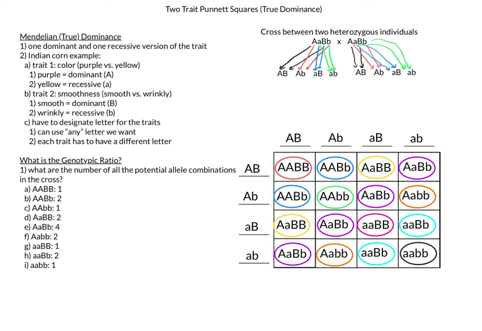And that means that our genotypic ratio comes out to be 1 to 2 to 1 to 2 to 4 to 2 to 1 to 2 to 1. Again, if we add up all the numbers together, it should add up to 16.